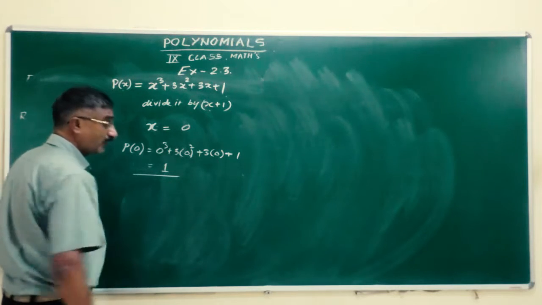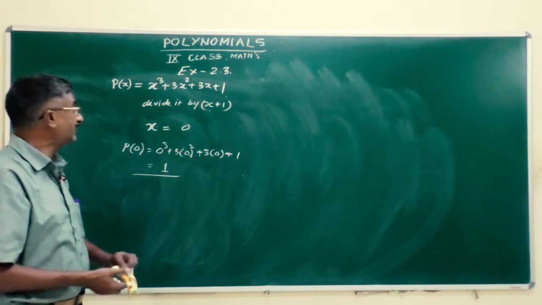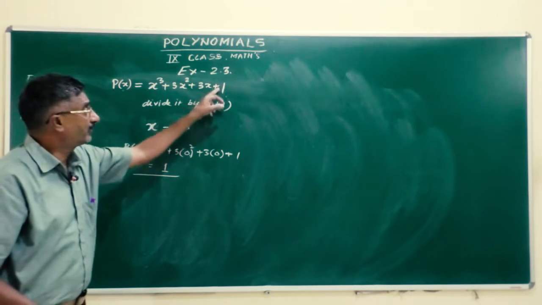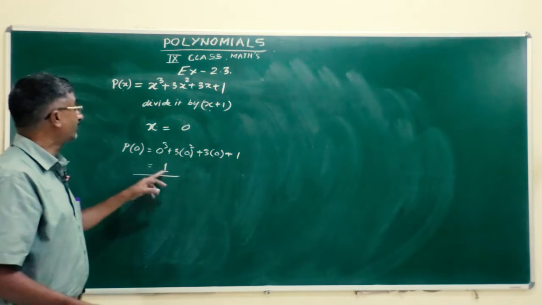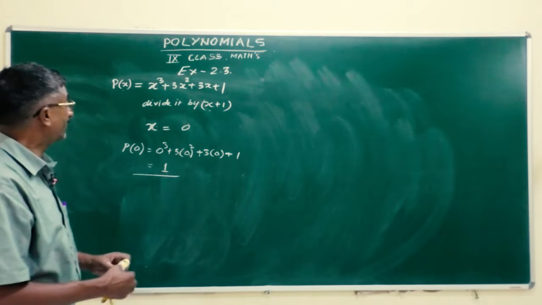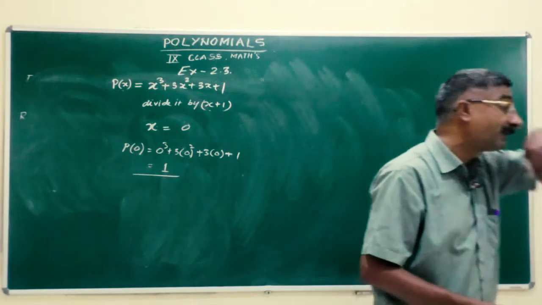So, the remainder is 1. It means this is not a multiple of x, and we can see that also if we say x is common. Here you cannot get the common value for x. That is why we are getting the remainder equal to 1. So, x is not a factor of the given polynomial p(x).